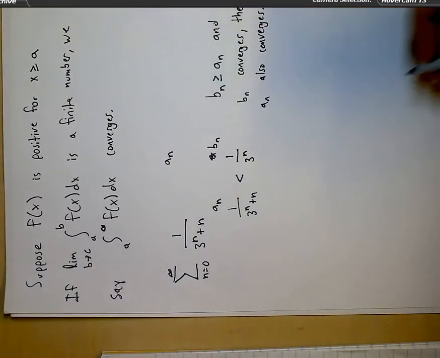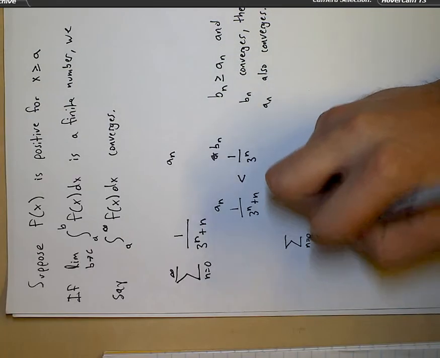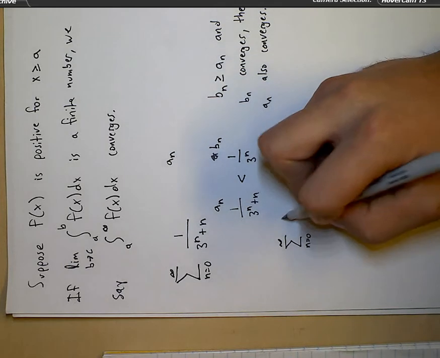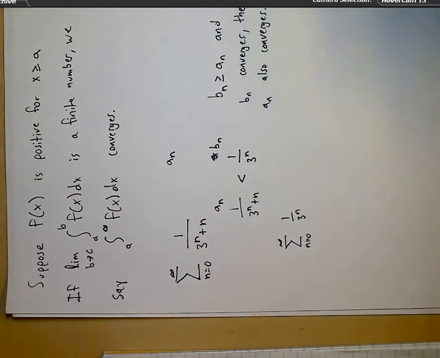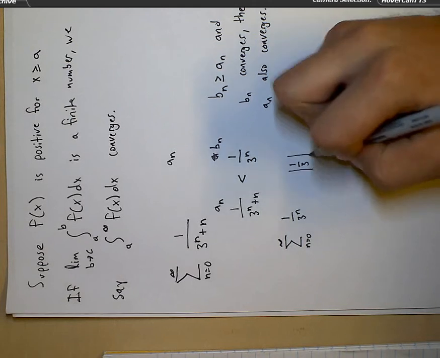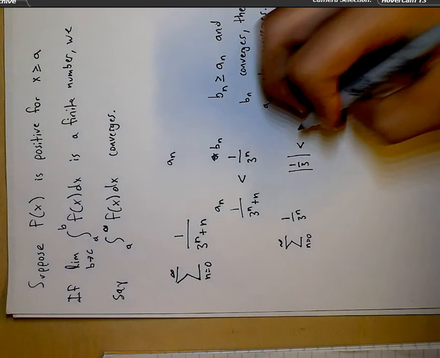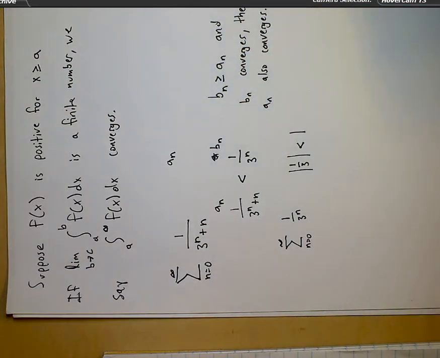Now, let's take our b sub n. You may realize that this is simply a geometric series with a ratio of 1/3. And as you know, a geometric series with a ratio of 1/3, which is less than 1, means the series converges.